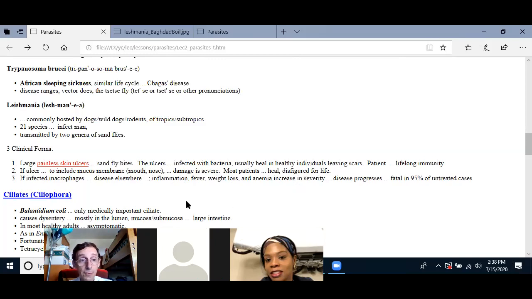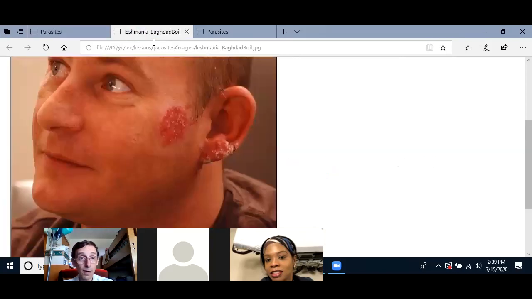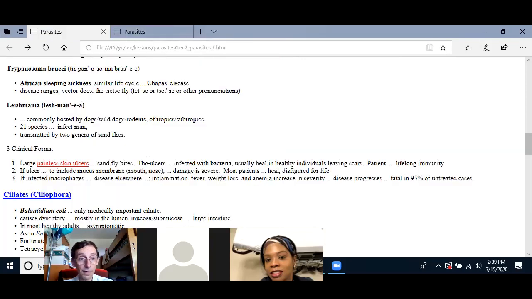The second clinical form is where the ulcer expands from the bite mark, and then it includes a mucous membrane. The mucous membranes are usually the mouth or the nose. And if the Leishmania infects a mucous membrane, the damage will be severe. Most patients will heal, but they are disfigured.